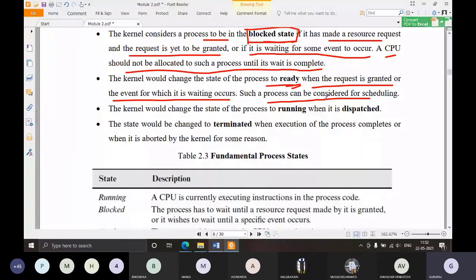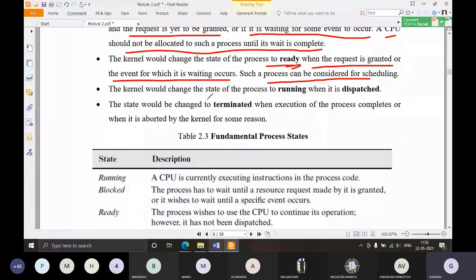So always remember the processes which are in ready state only will be considered for assigning the CPU, or will be considered for scheduling. Okay. So next, the kernel would change the state of the process to running, when it is dispatched. So the next process state we are talking about is running.